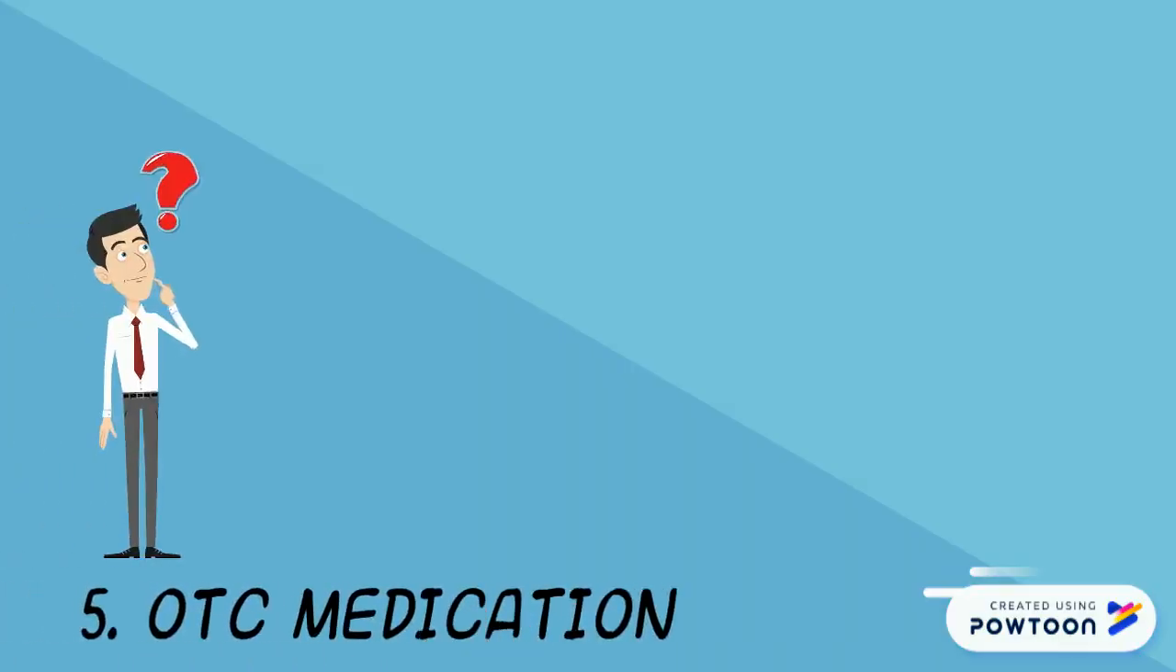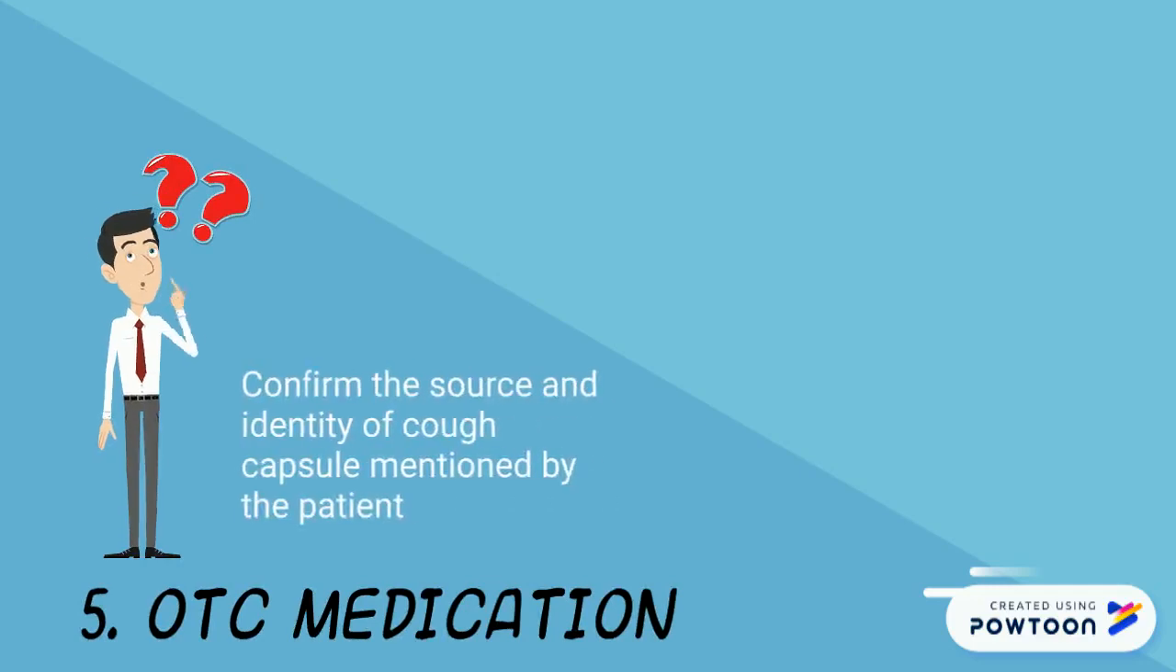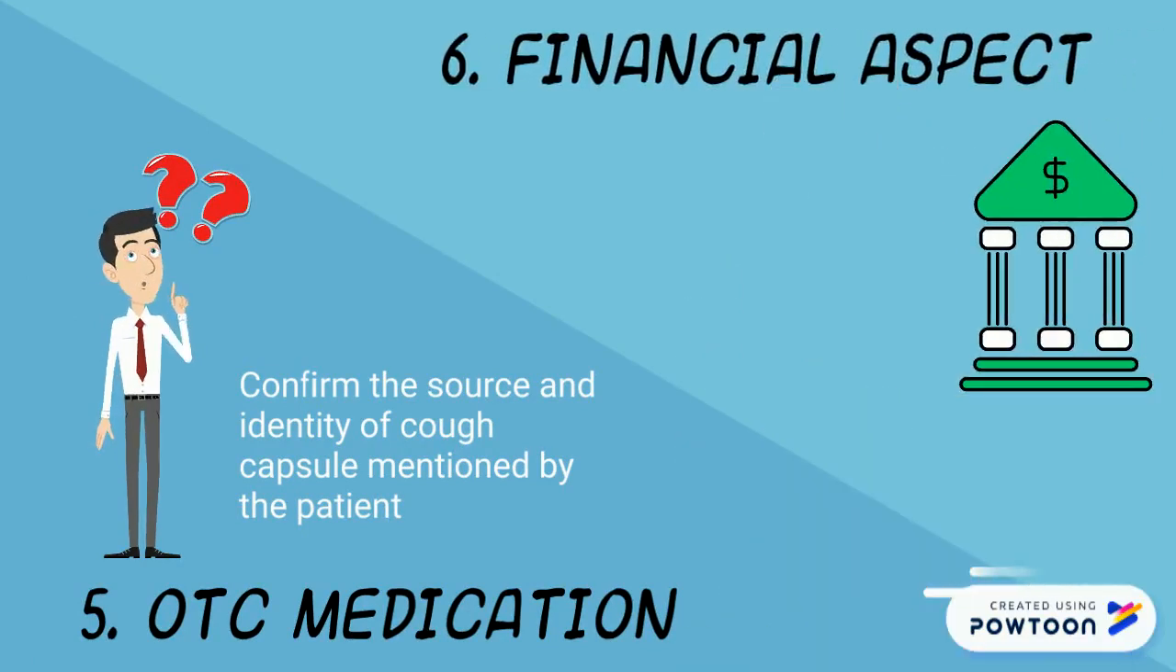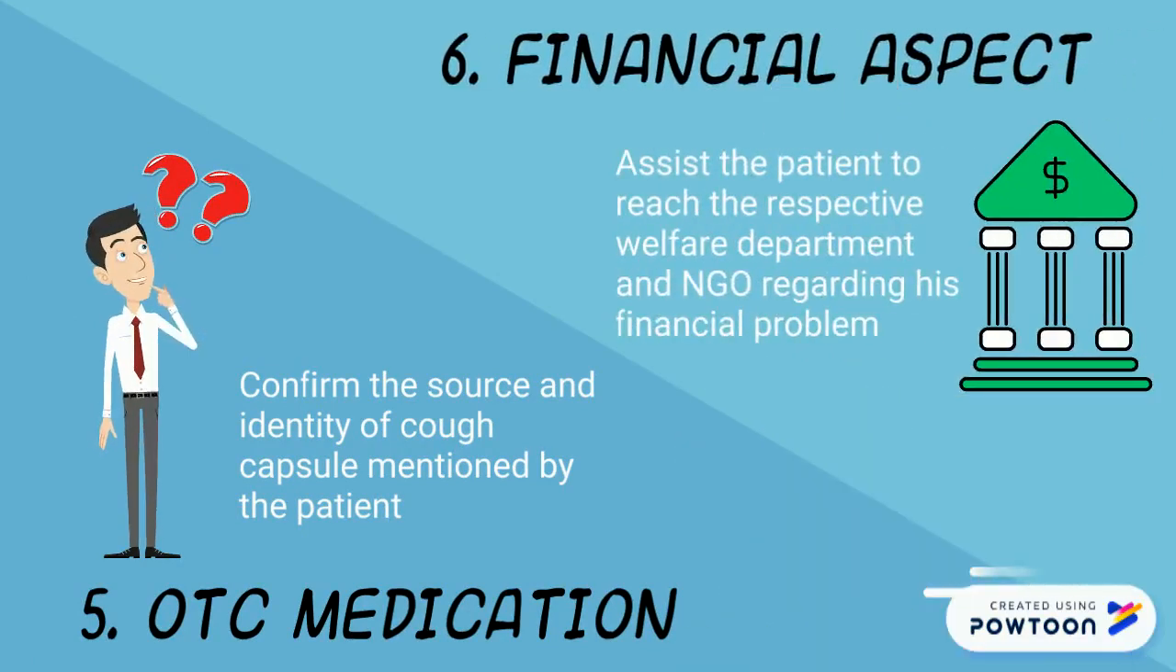The fifth aspect that we can focus on is the patient's over-the-counter medication. We should confirm the source and identity of the cough capsule mentioned by the patient. And finally, on the aspect of financial issues, we can assist the patient to reach out to the respective welfare department and non-governmental organization regarding his financial problem.